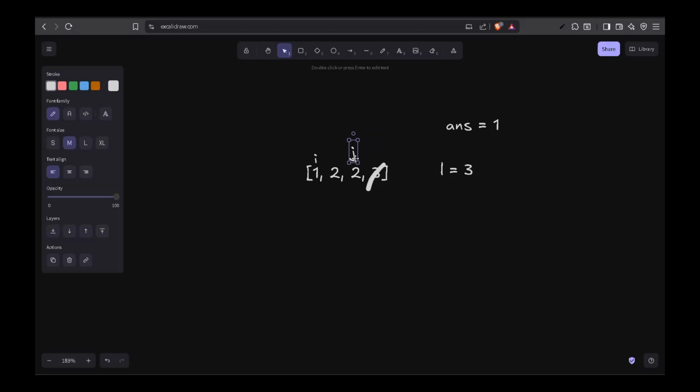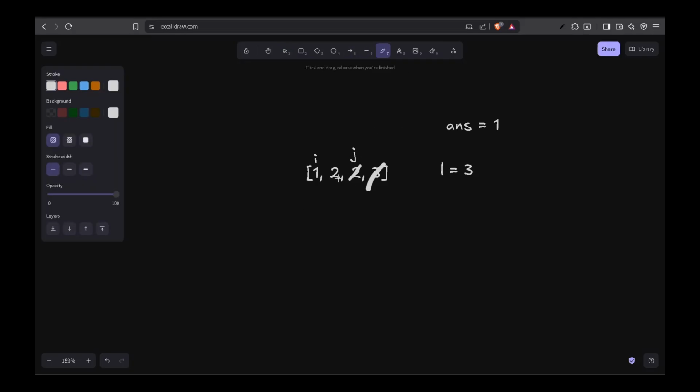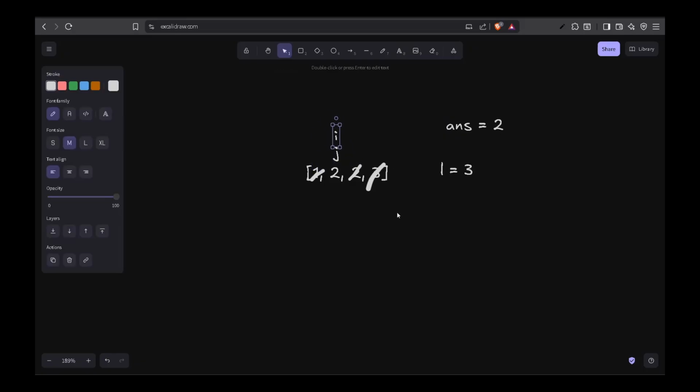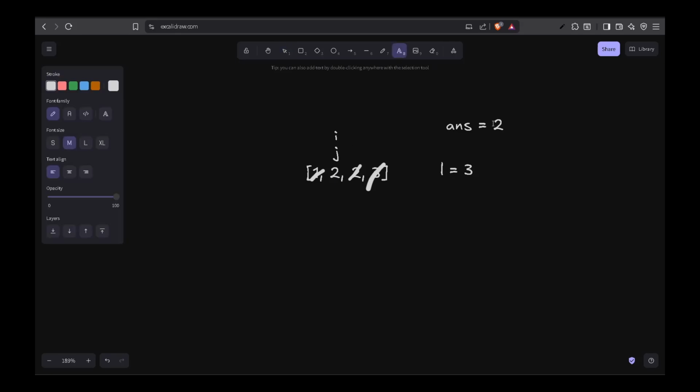Then we move j backwards. Now we check 1 plus 2. Is it exceeding the limit? No, it is exactly the limit. So these 2 people can go in the same boat. So now our answer becomes 2. Then we move this backward, we move this forward, and this person can go in a single boat. So our answer then becomes 3.